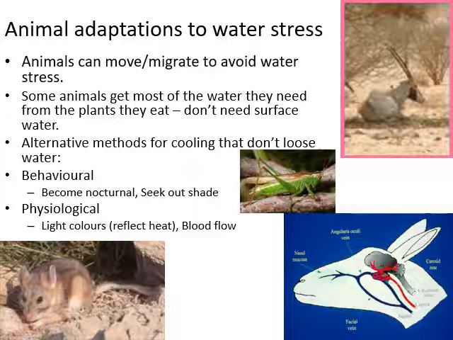There are also physiological ways that animals can cool themselves that don't involve evapotranspiration. Animals in very hot places tend to have light colors that reflect heat, and they can also arrange the blood flow so that blood flows into cooler extremities and then back, so that the center of the animal, the key part of the animal, never gets too hot.